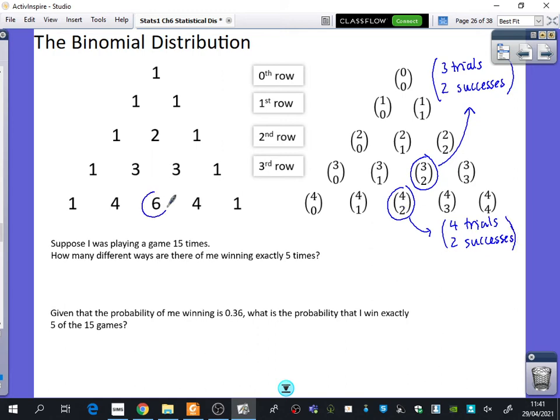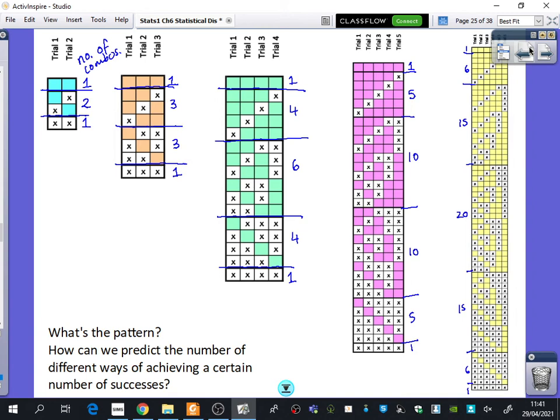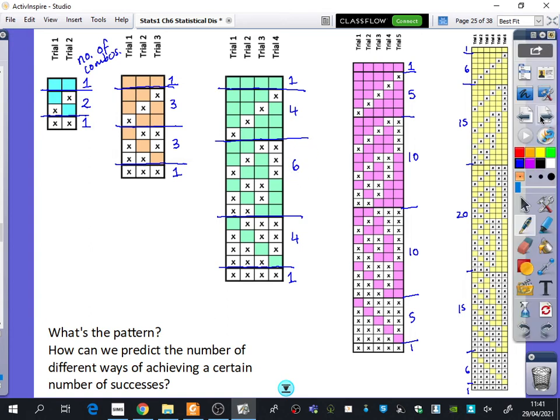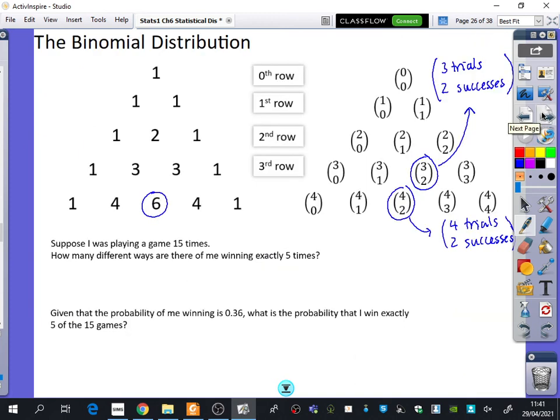From here it's a 6. So let's look on our typed out one. We've got 4 trials. The 2 successes are these ones, and there are 6 different ways of that possibly happening. So what you can write down for your notes is that to use this, it goes N choose R. N is the number of trials, and then the successes go on the bottom.